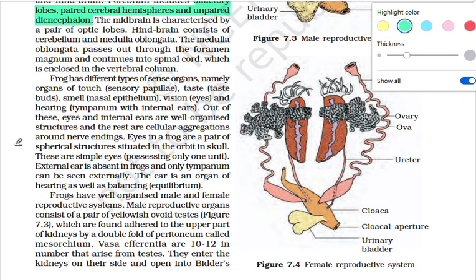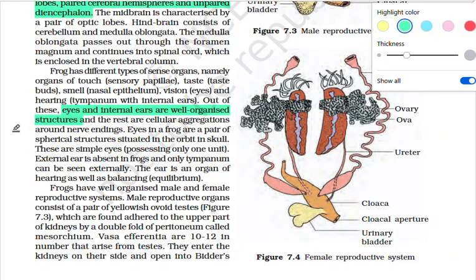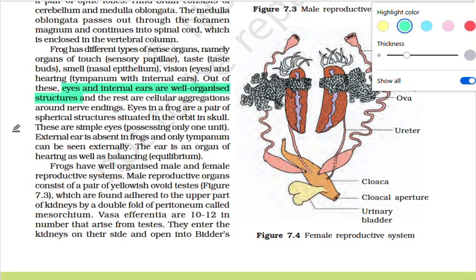Frog has different types of sense organs, namely organs of touch, also called sensory papillae, taste buds, smell, nasal epithelium, vision, eyes, and hearing, tympanum with internal ears. Out of these, eyes and internal ears are well organized structures. Again, an important line. Eyes and internal ears are well organized structures, and the rest are cellular aggregations around nerve endings.